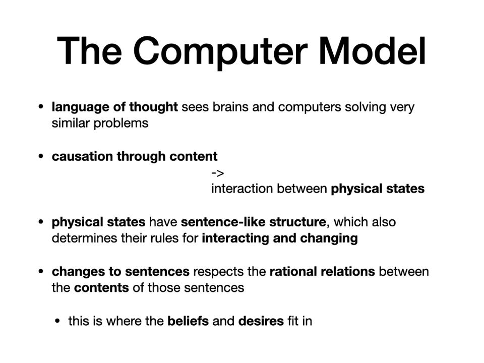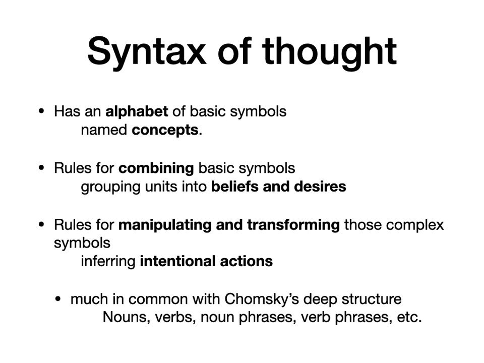So changes to any internal sentence are going to respect the relationships between the contents of those sentences. Meaning, that's a sort of a complex way of saying that the semantics will be preserved. So this is where the beliefs and desires come in. We can think about the syntax of thought first, right? We've talked a little bit about syntax and Chomsky and deep syntax stuff, but this also fits in really well with the physical symbol system, right? So the basic unit, the basic alphabet, right, the most simple symbol available in this thought language is concepts, right?